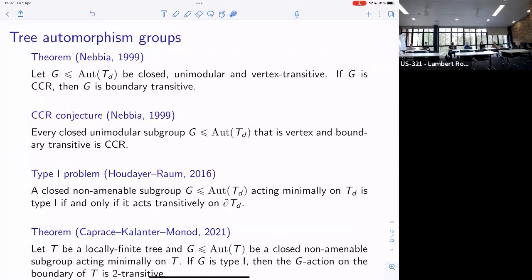Now I'll talk a little bit about the unitary representation theory of groups acting on trees and some work I'm doing at the moment. And I'll say a bit about past research on the unitary representation theory of tree automorphism groups.